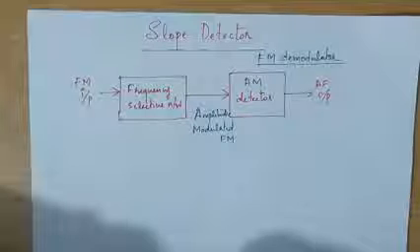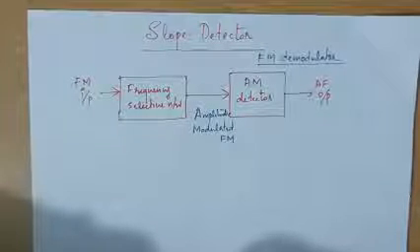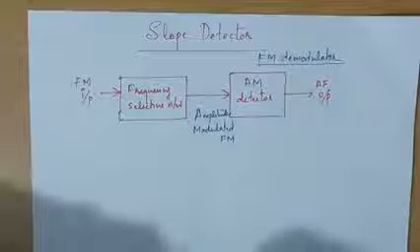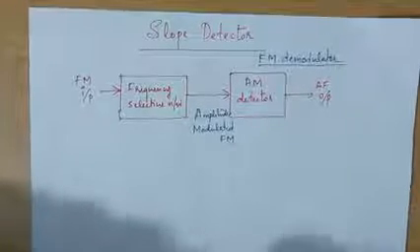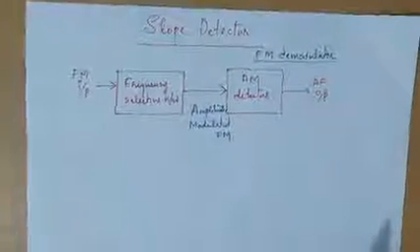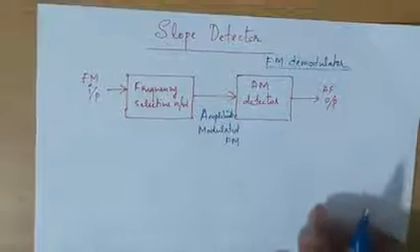That means we have an FM wave. The circuit will detect the message signal; that means it demodulates the message signal from the FM wave. The slope detector has basically two building blocks. The first one is the frequency selective network and the second one is the AM detector.